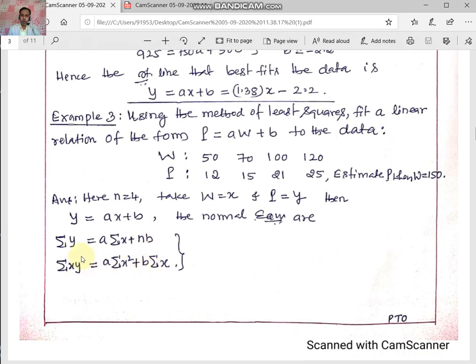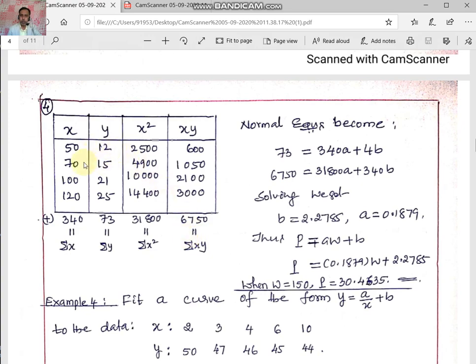Then the normal equations are sigma y equals a into sigma x plus nb, sigma xy equals a into sigma x square plus b sigma x. Our aim is to find the a and b values. Then formulate a table. The x column is given, the y column is also given in the problem, then square all the values of x, then the product of x and y, summing all the values. Sigma x is 340, sigma y is 73, sigma x square is 31,800, sigma xy is 6,750.